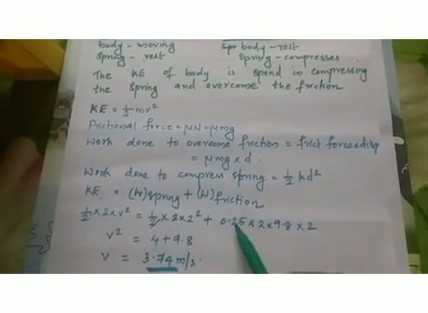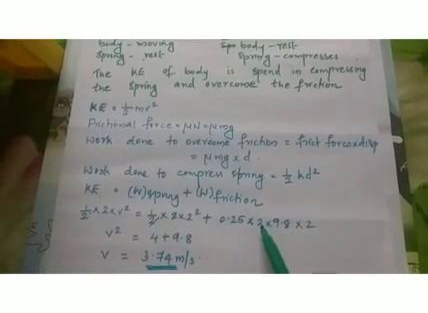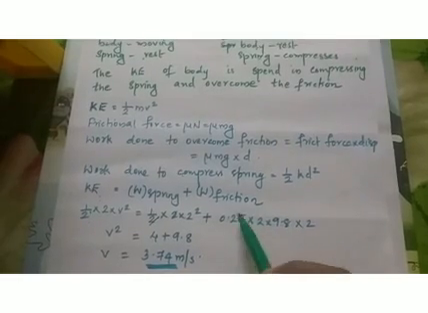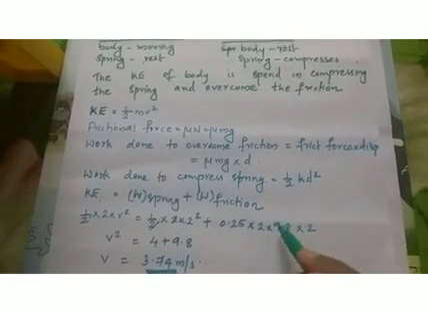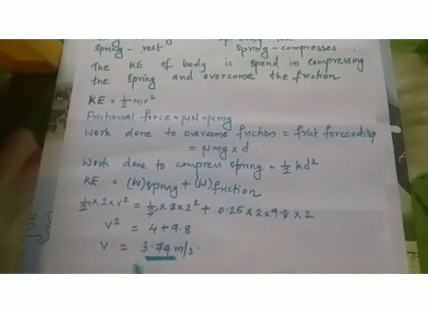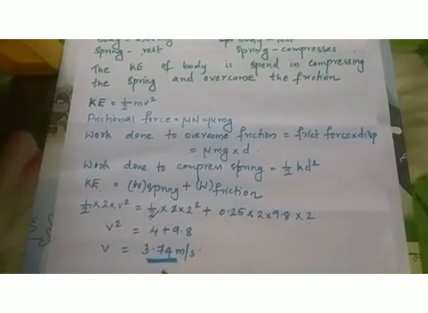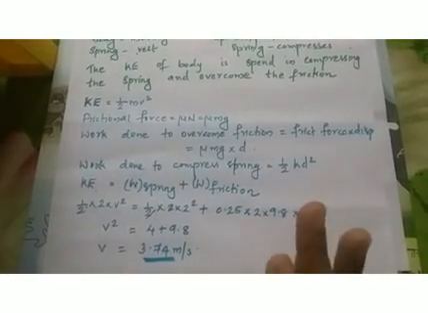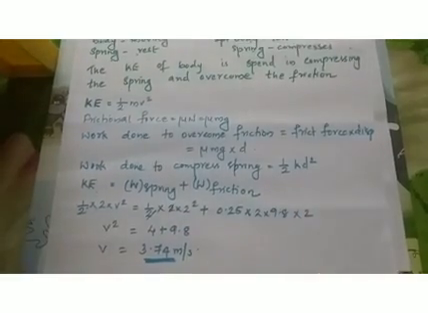4 plus 0.25 into 4. 2 into 2 is 4. 4 into 0.25 is 1. And 1 into 9.8 is 9.8. So v square is equal to 4 plus 9.8. Therefore v is equal to the square root of this sum, and that is equal to 3.74 meters per second. So this is the velocity of the body during collision.